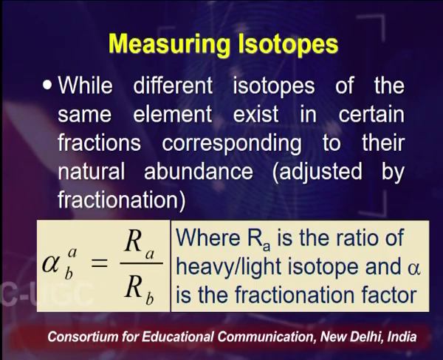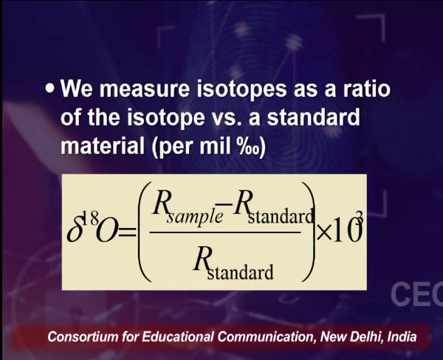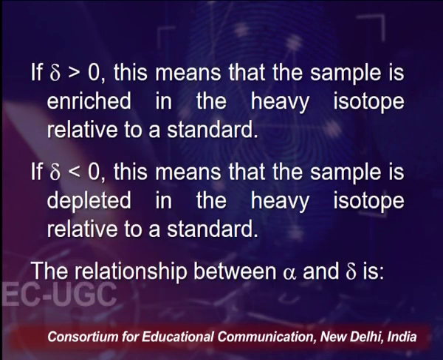So, while measuring isotopes, different isotopes of the same element exist in certain fractions corresponding to their natural abundance, which can be adjusted by the fractionation. So, here the fractionation we can measure, where R is the ratio of heavy to light isotope and alpha is the fractionation factor. So, we measure isotopes as a ratio of the isotope versus the standard material in per mil, not percent. So, that is why we multiply it with 1000.